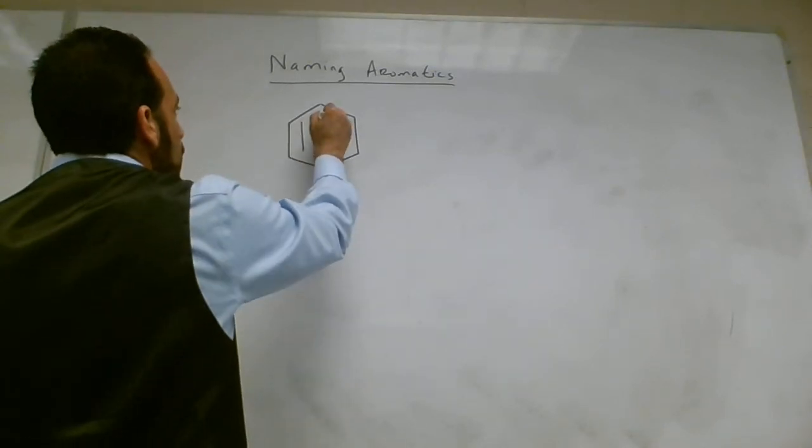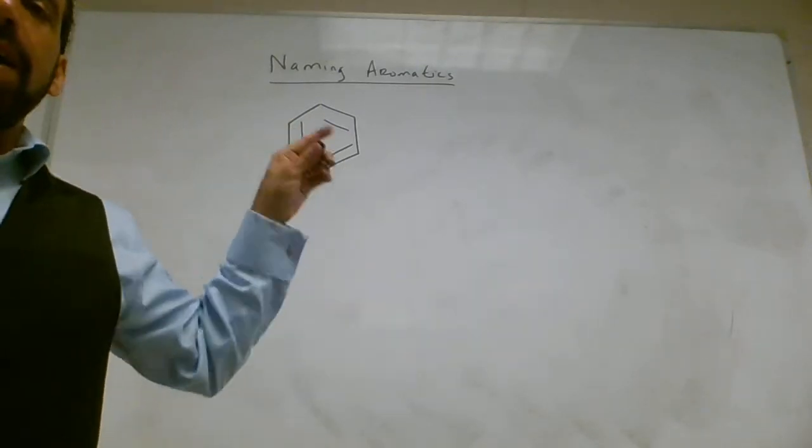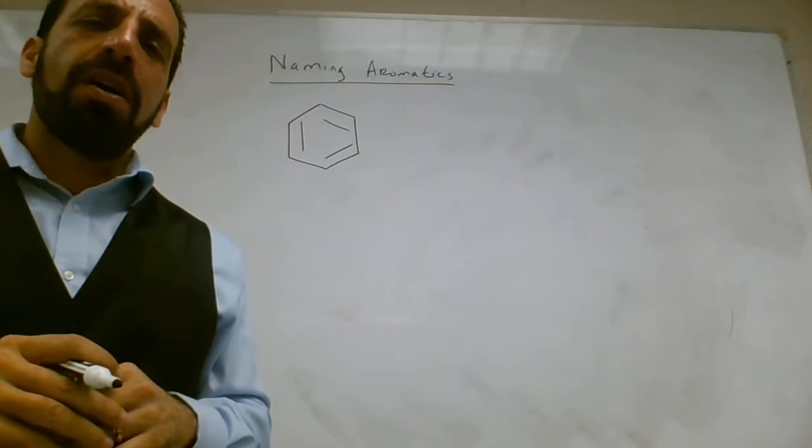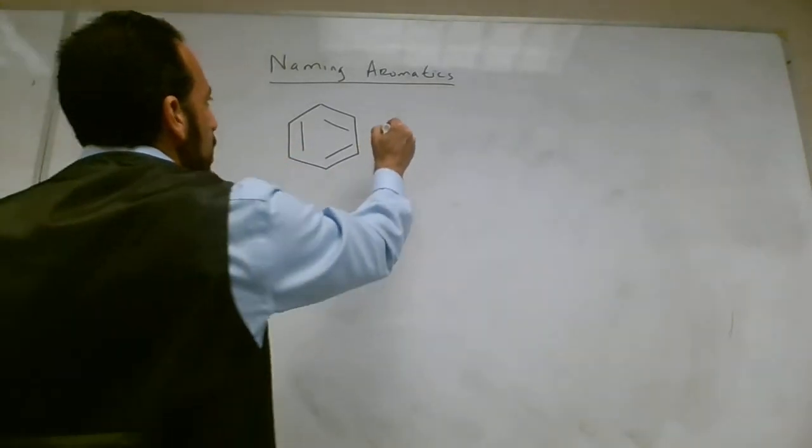So they have what looks like alternating double bonds, though actually they're 1.5 bonds throughout. So all the bond lengths are the same. You can draw it like this.